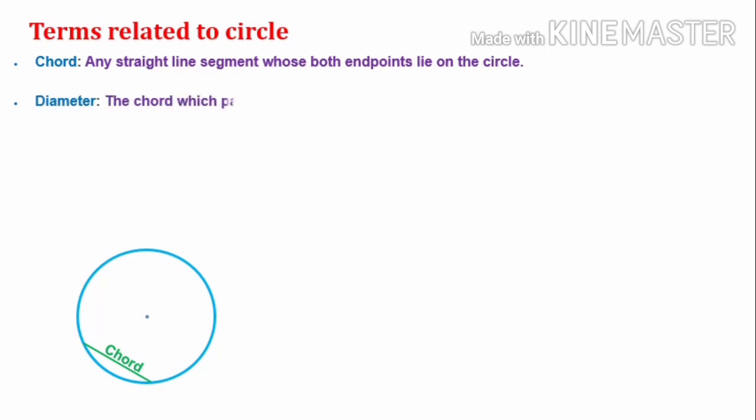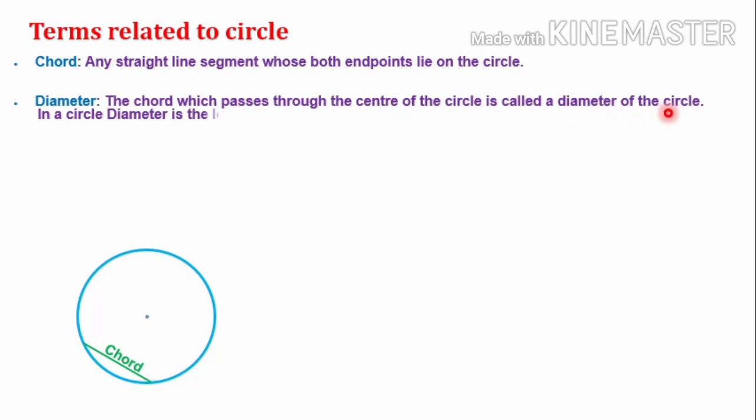And the next one is diameter. The chord which passes through the center of the circle is called the diameter of the circle. Here we have already learned about chord. Chord means a line segment whose endpoints are lying on the circle. The chord which passes through the center.